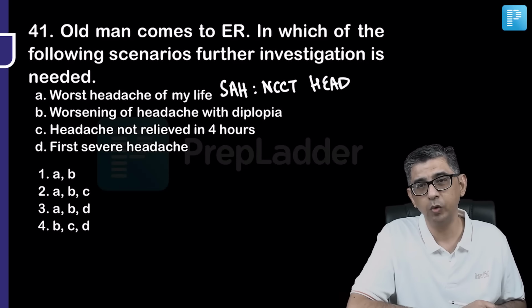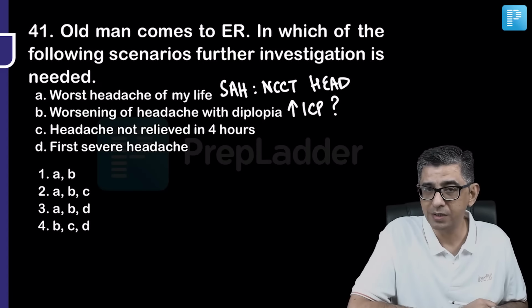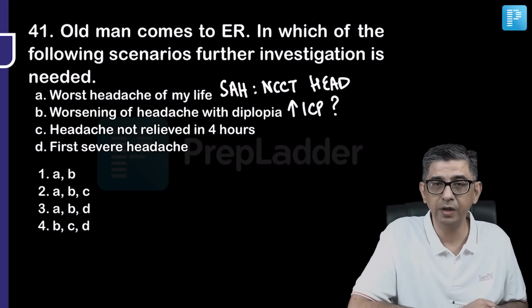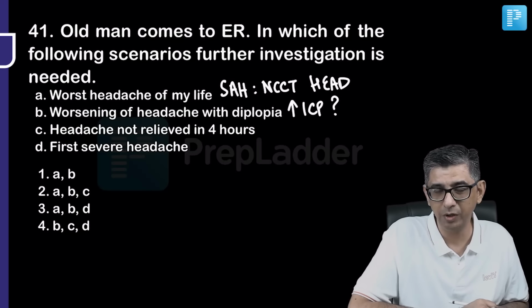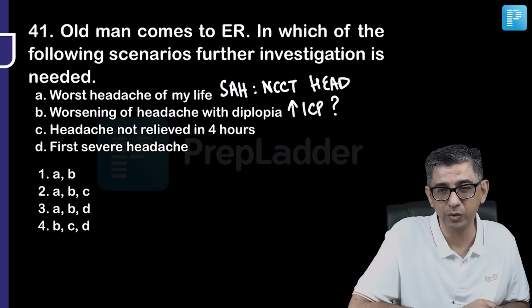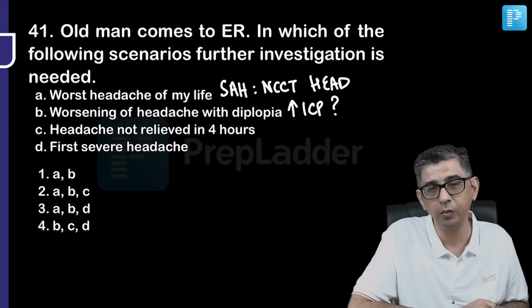Worsening of headache with diplopia is a feature that indicates a possible raised ICP in an individual. You see, sixth nerve involvement is a feature of raised ICP. We call it a false localizing sign because the problem is not in the sixth nerve, but it gets involved because it has one of the longest intracranial routes. So in any patient of raised ICP, again, neuroimaging would be required.